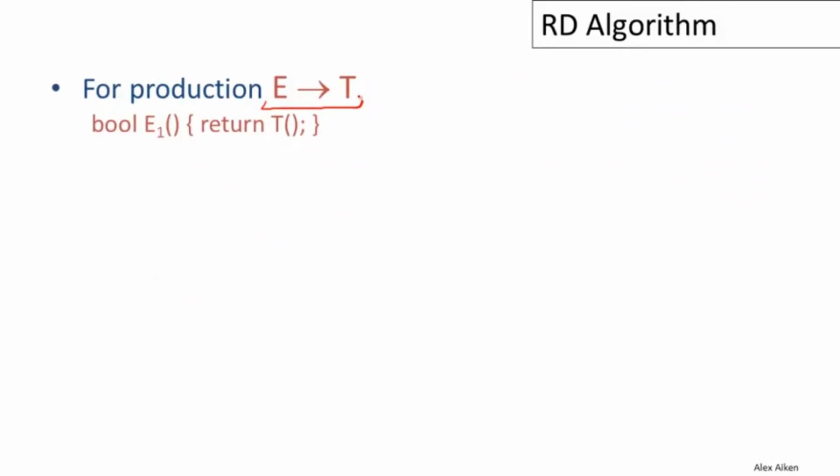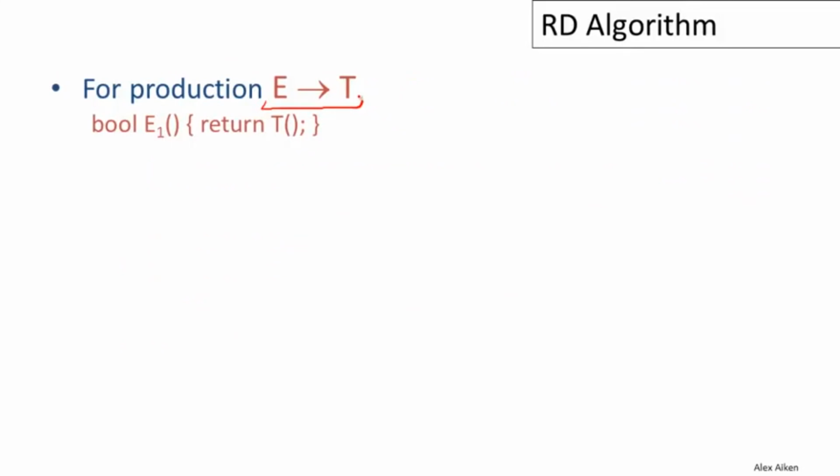Okay, that's the general plan. Now let's see how this works for some specific productions. And we'll just use the same grammar that we used in the last video. The first production of that grammar is E goes to T. And now what we want to do is write the functions that are needed to decide whether this production matches some input.